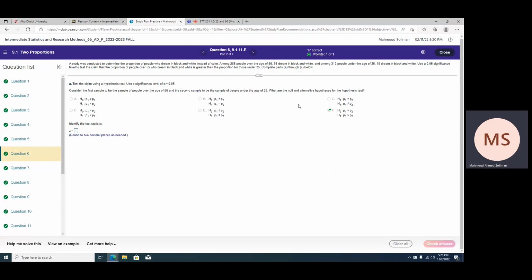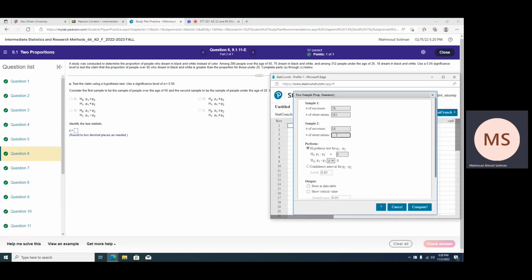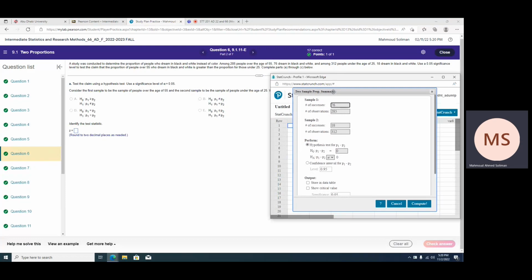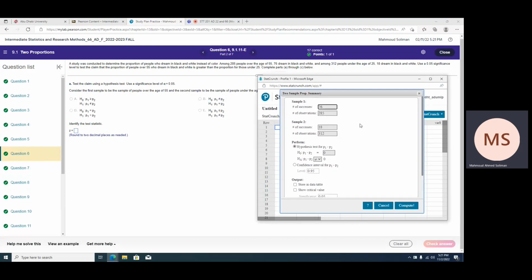No, there's no mistake. 55 is the age of the group, so we don't use it for the calculation. It's only to distinguish between the two groups. Group 1 or sample 1 are people over the age of 55. Sample 2, people under the age of 25. But it's not used in the calculation. It's like having males and females, you don't use it in the calculation.